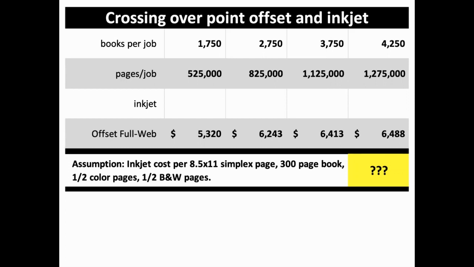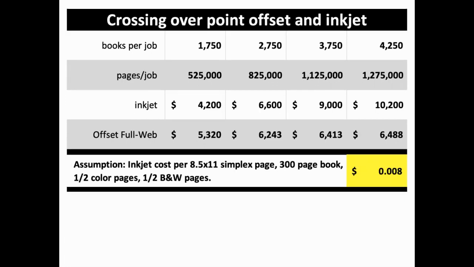I have sample data sanitized from my archive. I've done the analysis at the approximate quantity breaks. My focus is on offset full web producing color books to folded signatures. We're going to look closely at the running cost model that was used to generate these figures. And we're going to make an assumption about the inkjet cost per page, 0.008. We can begin to see a crossover point around 825,000 pages.